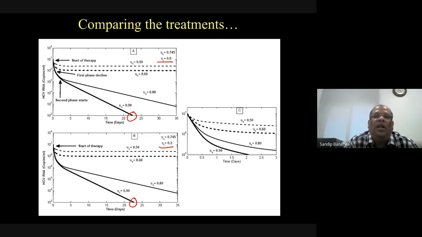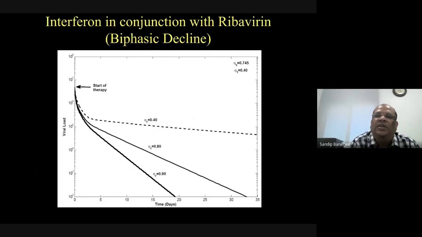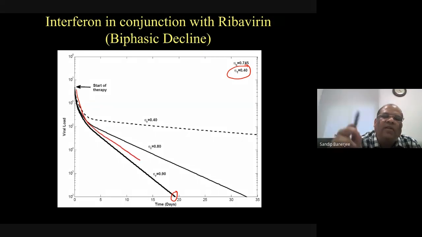That is because, as the clinicians later found out, once the efficacy of interferon fades out or reaches a moderately low value, at that point if the ribavirin is pushed, that is where it starts working. So I changed the efficacy of interferon to 0.4 and then put in the ribavirin, and you can see that it is 19 days in which the patient is cured, which matches with the clinical observation. And again, it is a biphasic decline, with the first phase followed by the second phase.